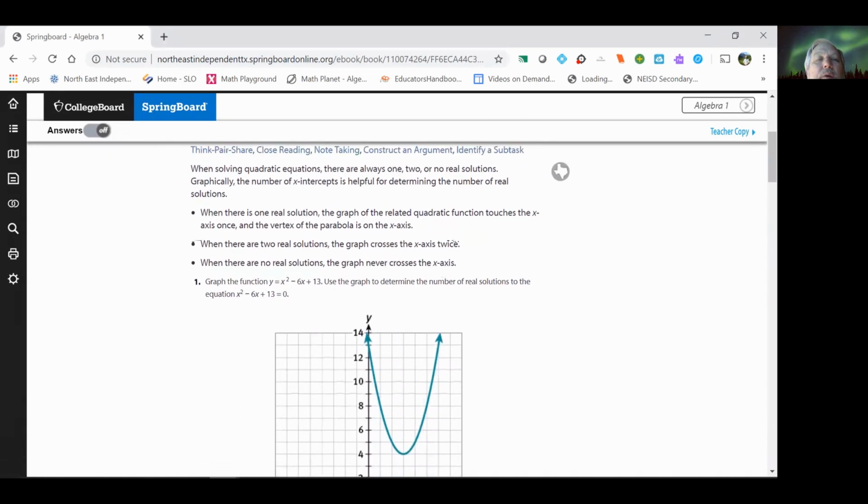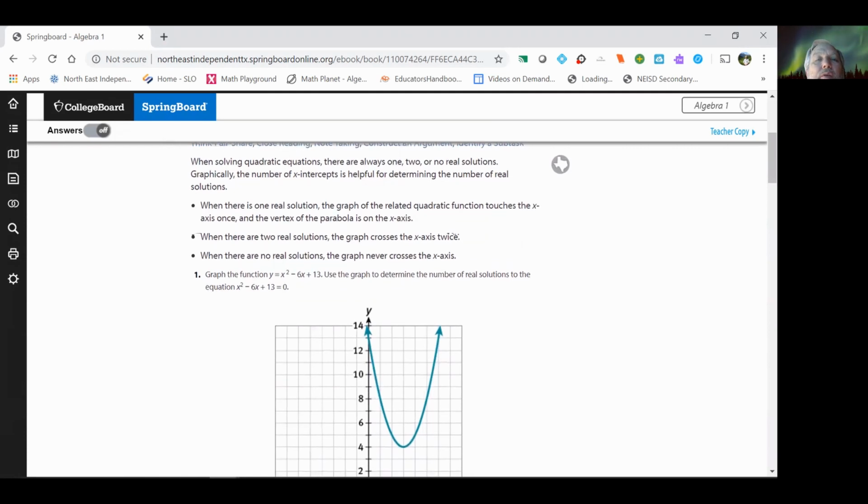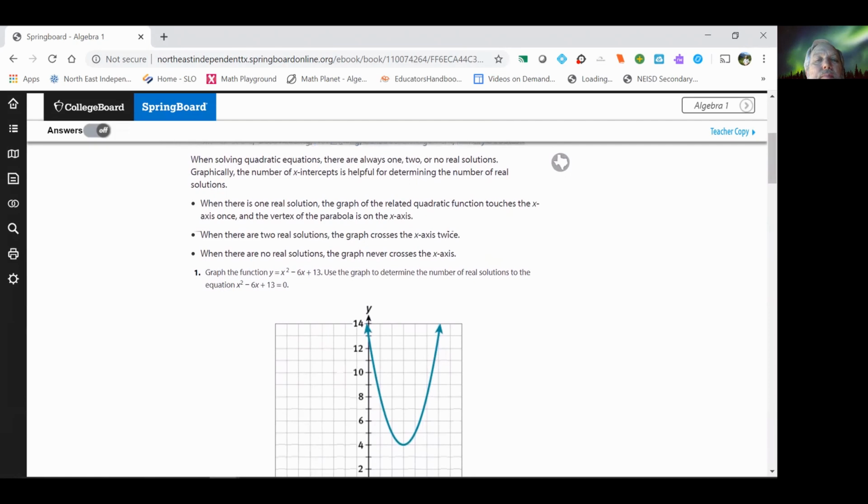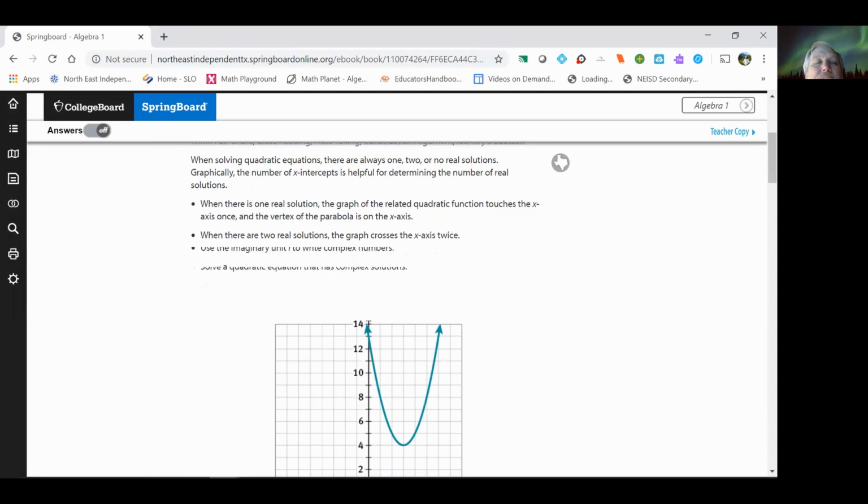When solving quadratic equations, there's always one, two, or no real solutions. Graphically, the number of x-intercepts is helpful in determining the number of real solutions. When there is one real solution, the graph of the related quadratic function touches the x-axis once, and the vertex of the parabola is on the x-axis. When there are two real solutions, the graph crosses the x-axis twice. When there are no real solutions, the graph never crosses the x-axis.